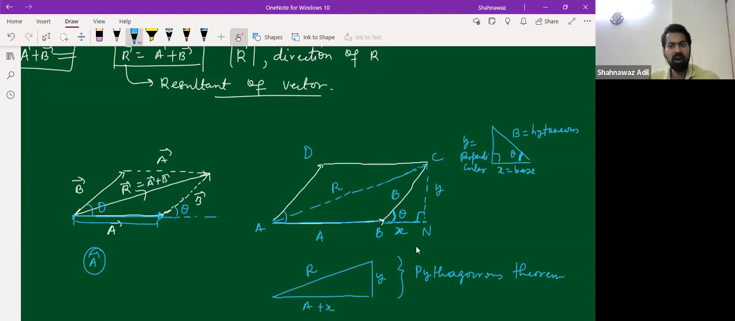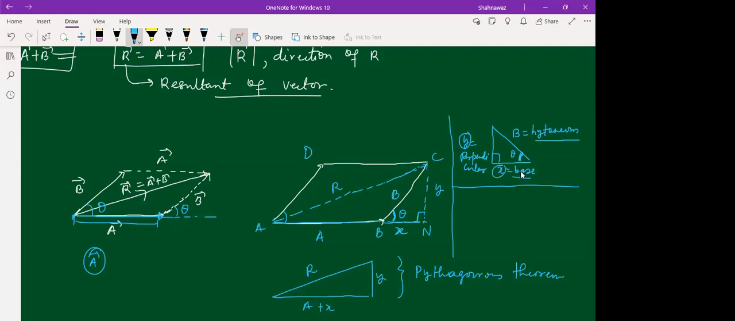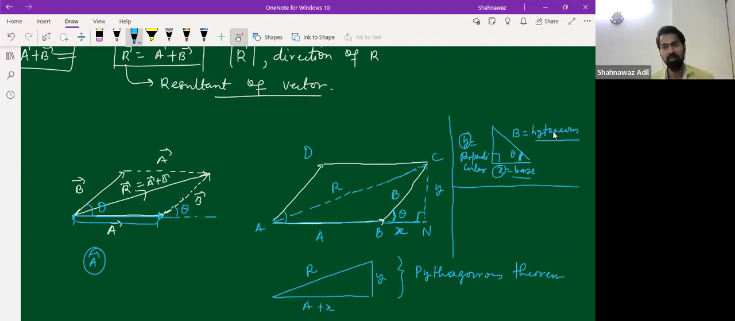Okay, now you guys tell me what relates the base with the hypotenuse. Our aim is to find this x and this y. So you guys tell me what relates base with the hypotenuse? Akib's answer is tan theta.